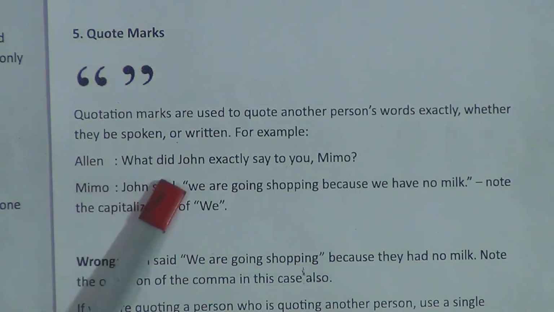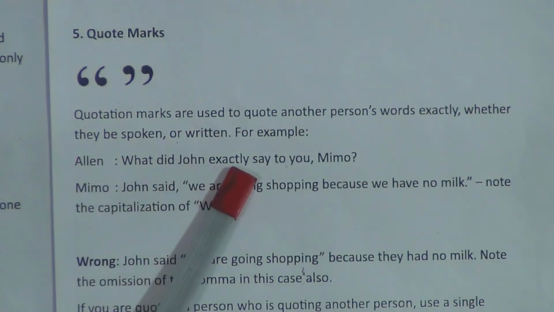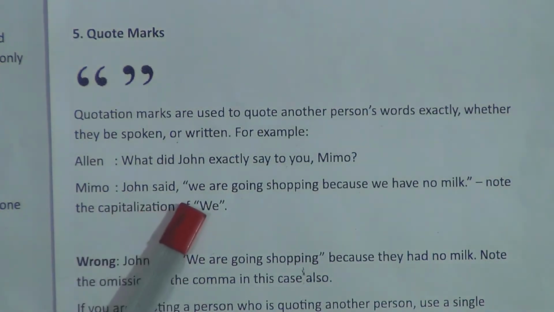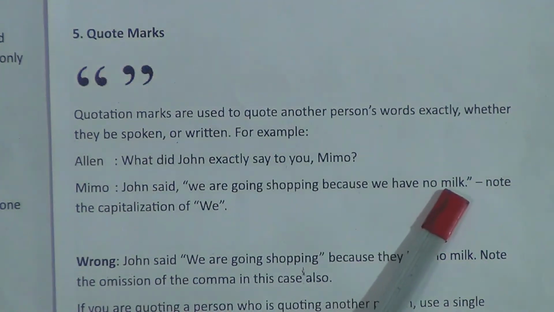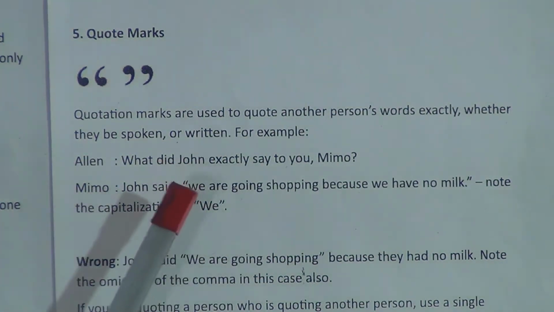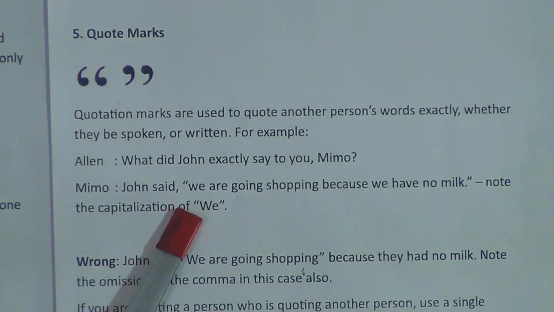Now look, there is the example. Alan is saying, "What did John exactly say to you, Mimo?" Now Mimo is quoting John. John said, "We are going shopping because we have no meal." Okay, and note the capitalization of we, you must use a capital letter. That means we will write here a capital letter, it will be capital letter W. And now, so this is the quotation mark.